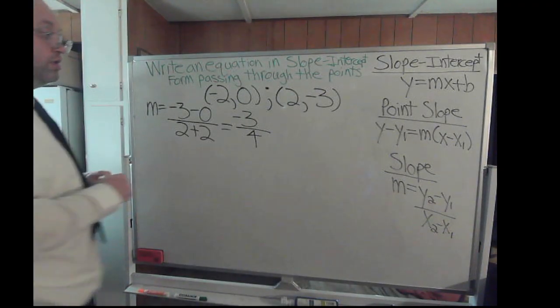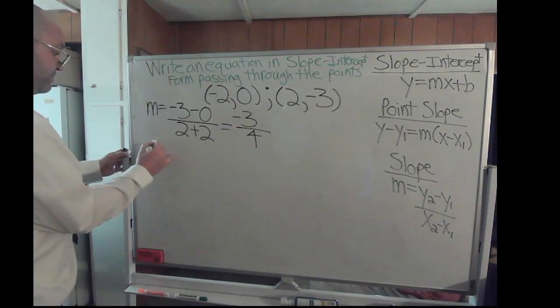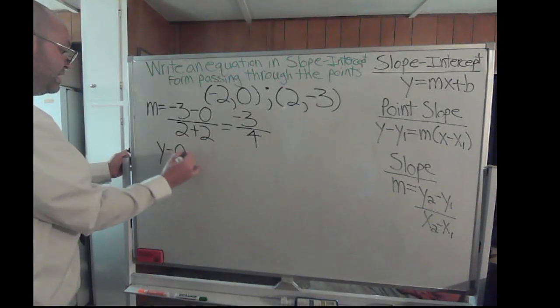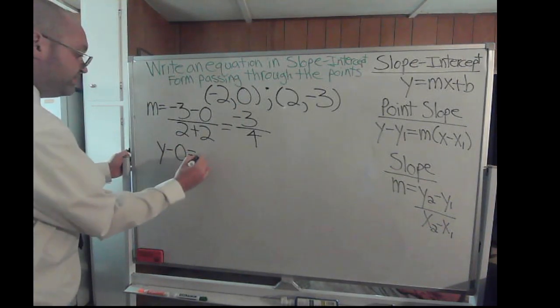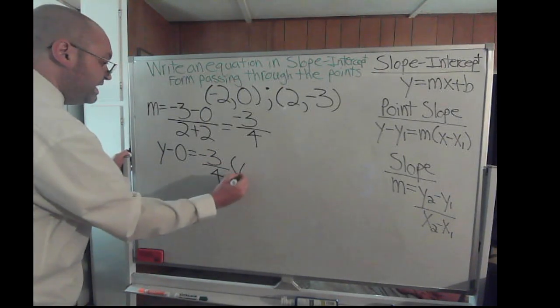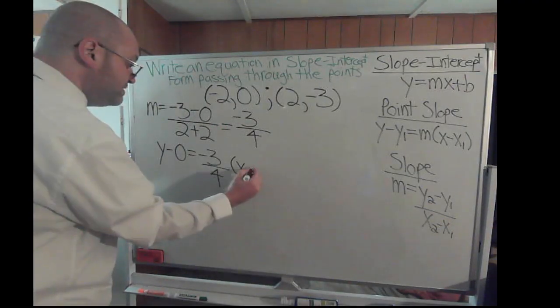Now we can do the point slope form. I'm going to pick the point (-2, 0) since there's a 0 involved. Y minus your y sub 1, which is 0, you'll have y minus 0 is equal to your negative 3/4 slope times x minus your x sub 1 point. Well, minus negative 2 is actually plus 2.